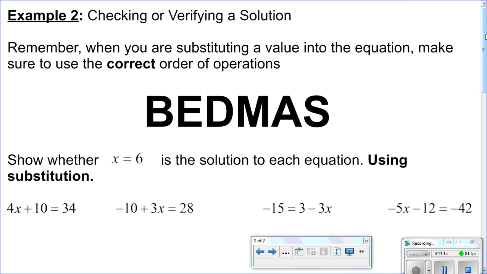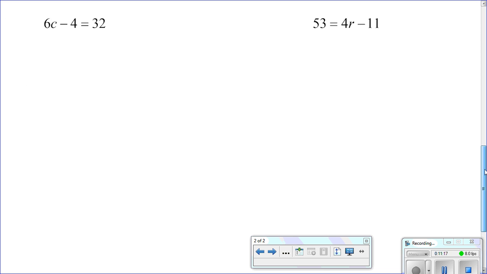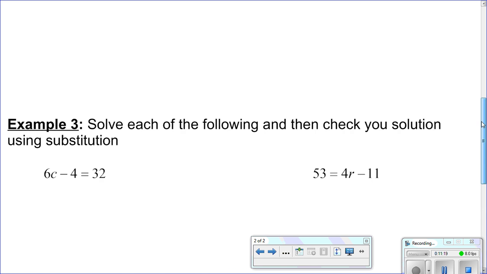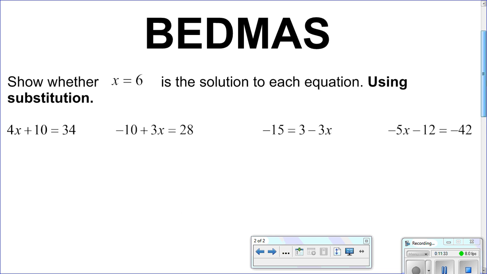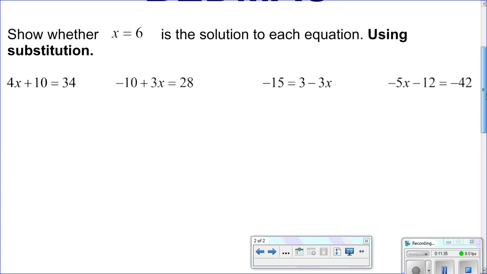Okay, I know these notes have taken a little while. I'm going to show you a little bit more, and then we'll have lots of practice time in class, I promise. So, when we are checking or verifying a solution, remember that when we substitute in a value, we follow the correct order of operations. We are following BEDMAS. So, for these 4, I'm asking you to check if x equals 6 is the correct solution or not. Somebody solved it and said, you know what, these all have an answer of 6. We're going to check if they're right. I'm going to show you how to do a couple of them, and then you're going to do the rest on your own.